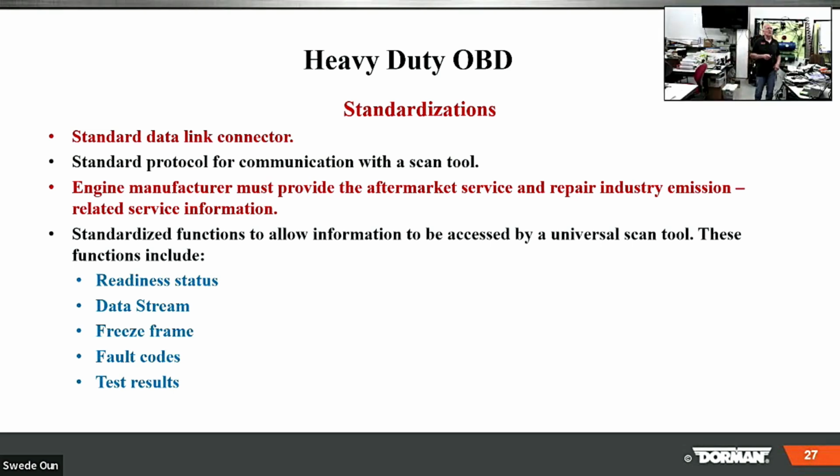Heavy duty OBD standardization: a standard data link connector and a standard protocol for communication with a scan tool. The engine manufacturer must provide the aftermarket service repair industry mission related service. So far, this is great, guys. Standardized functions allow information to be accessed by a universal scan tool, just like cars. These functions include readiness status, data stream, freeze frame, fault codes, test results, and so on.